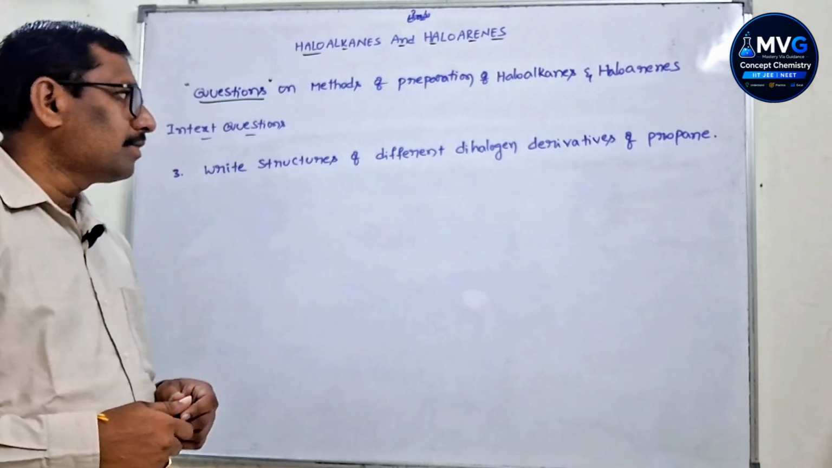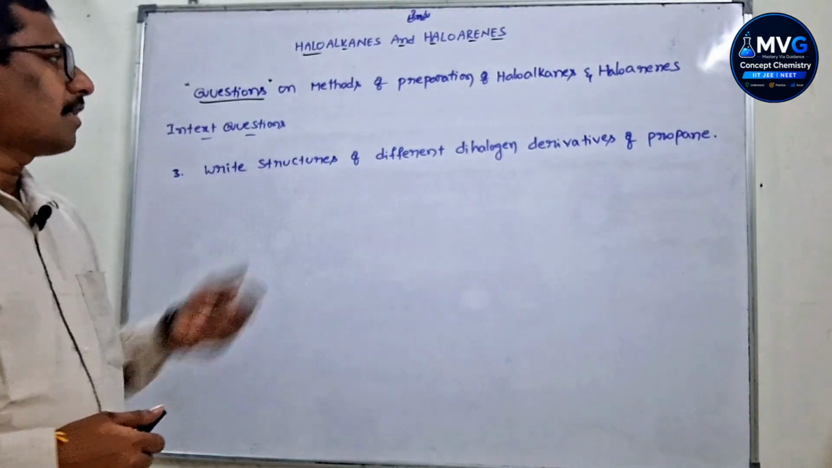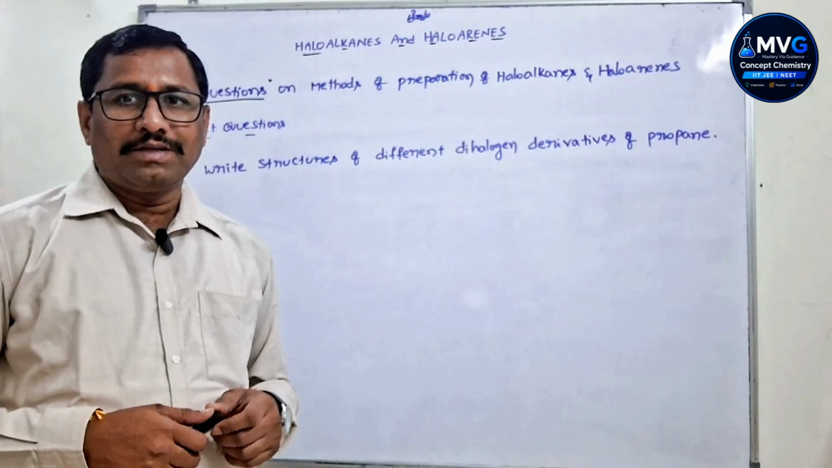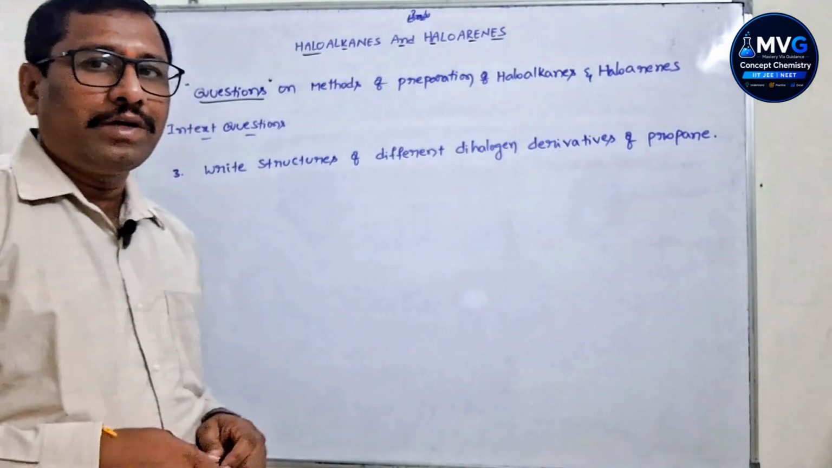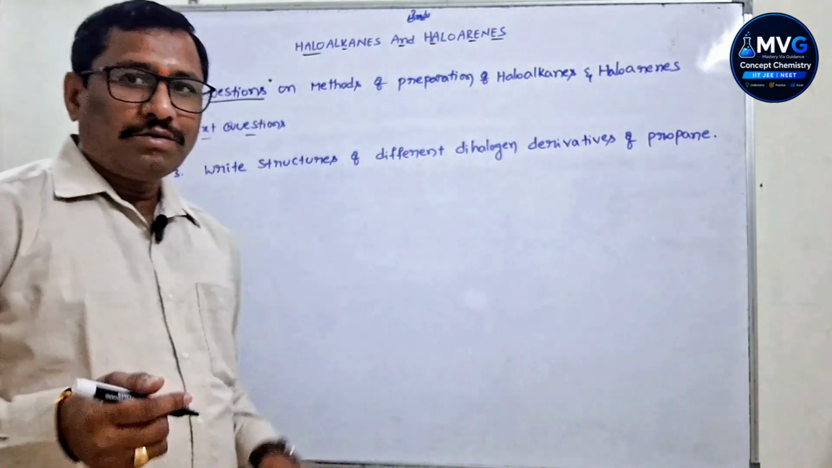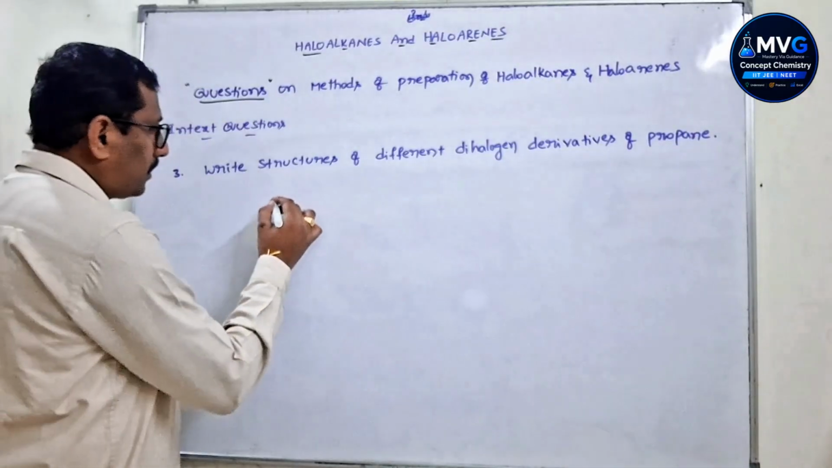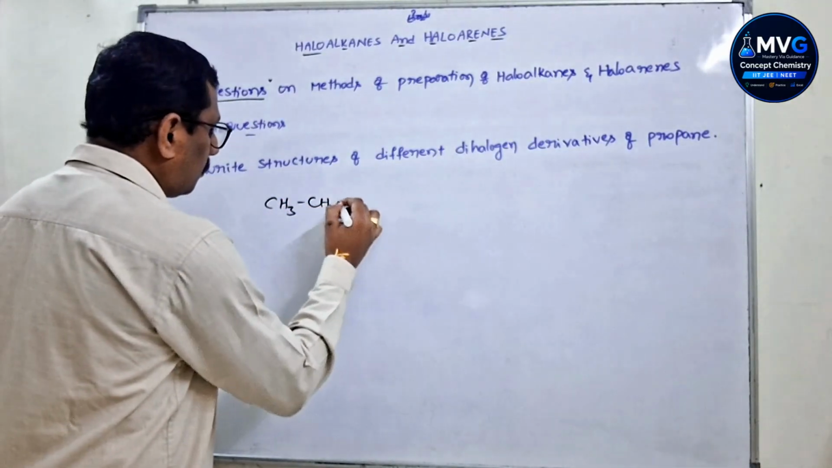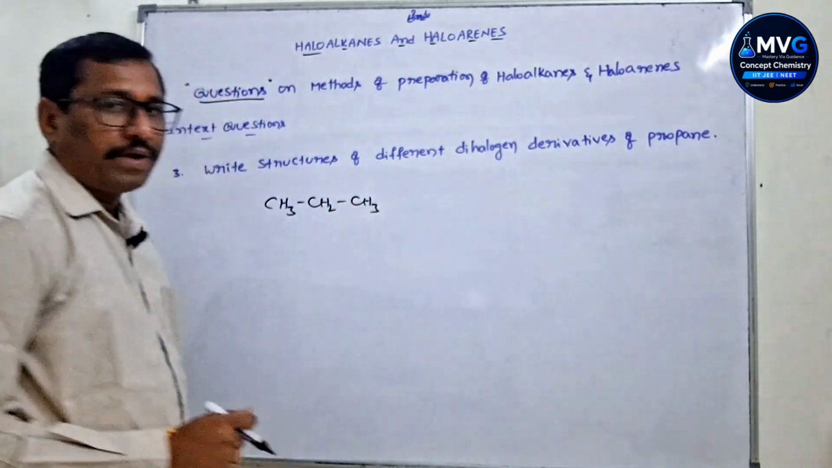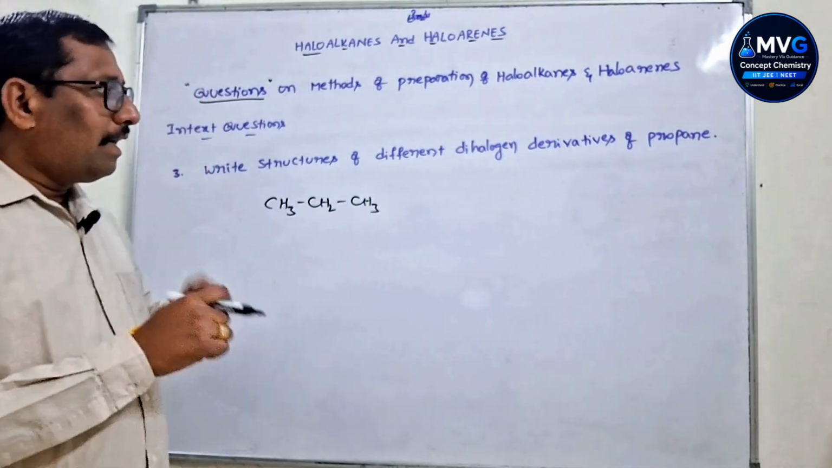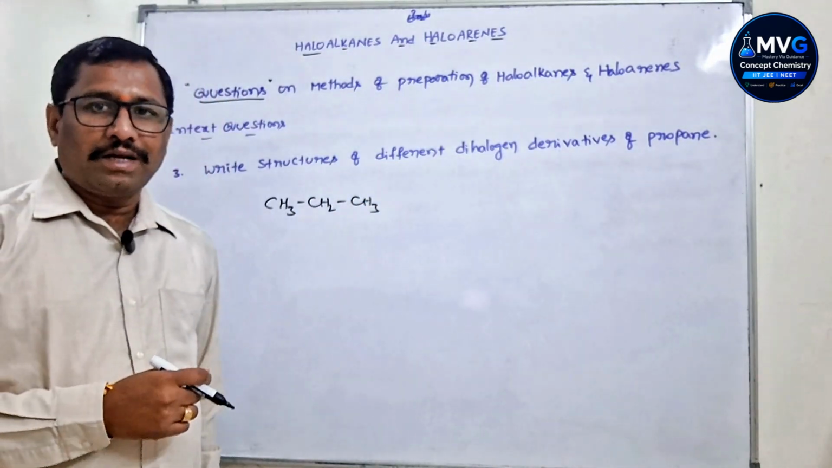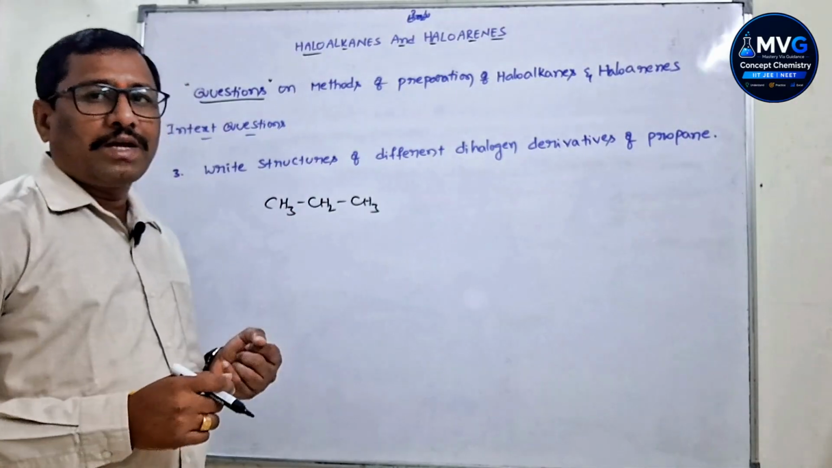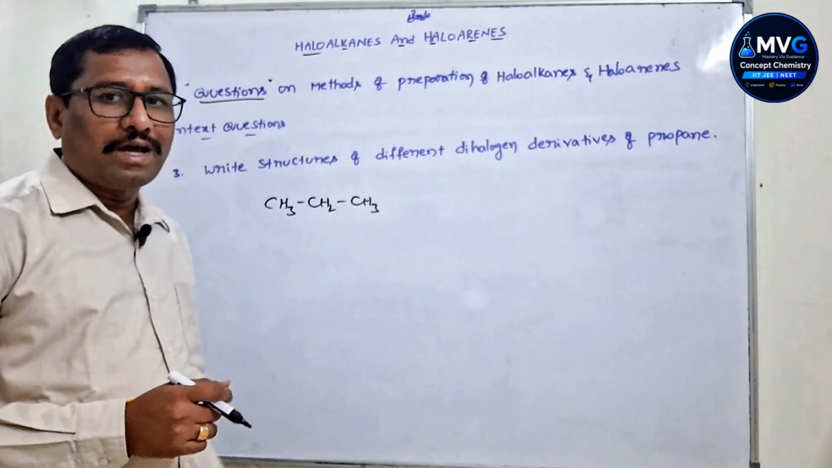Students, next in this question, they ask to write the structures of different dihalogen derivatives of propane. First, what is the propane structure? Prop means how many carbons, students? 3 carbons. So CH3, CH2, CH3 is the propane. To this propane, they are asking dihalogen derivatives. Dihalogen means 2 halogens.